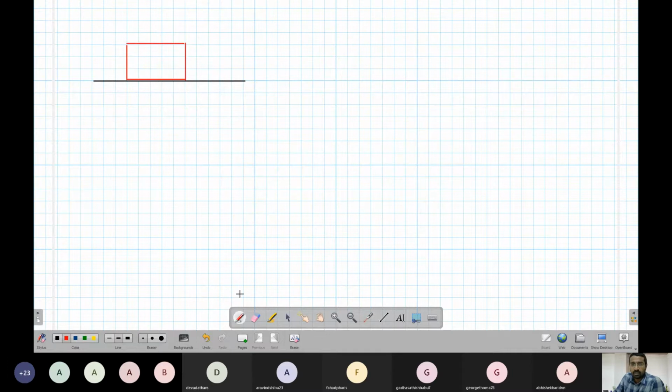Okay. So imagine you have a surface here and you have an object here. So there is a contact. This is the contact. Right. Now what are the forces acting on this? Simple. So I have a free body diagram.